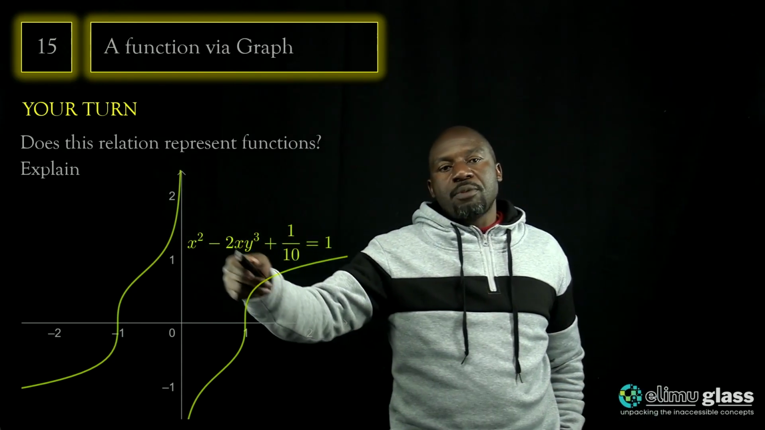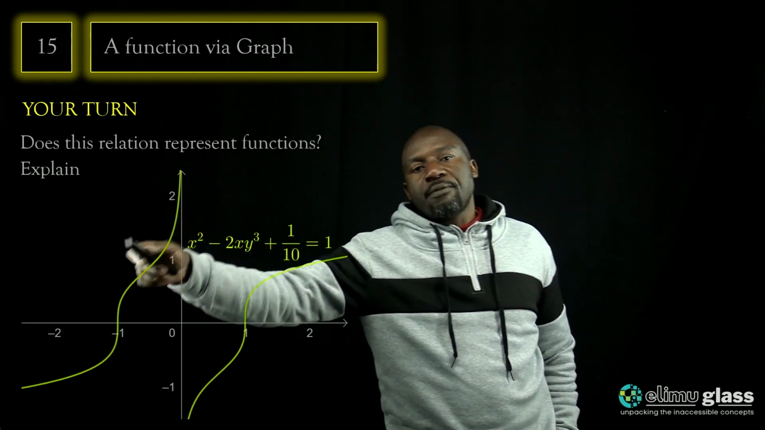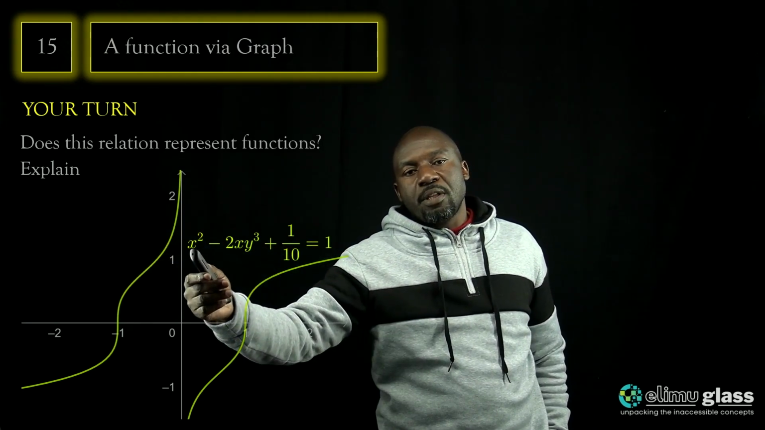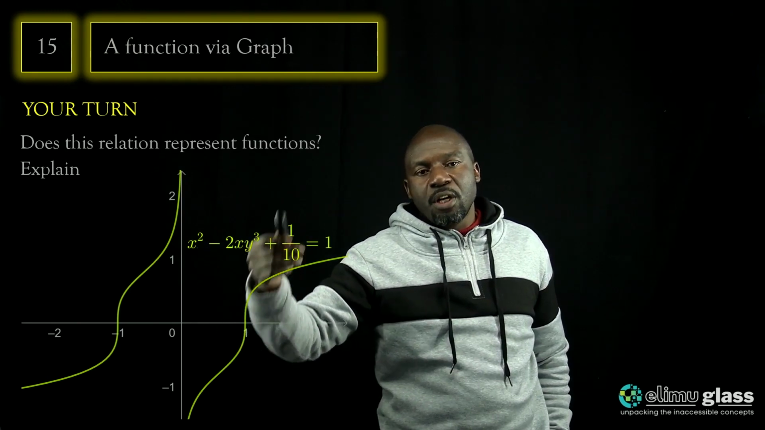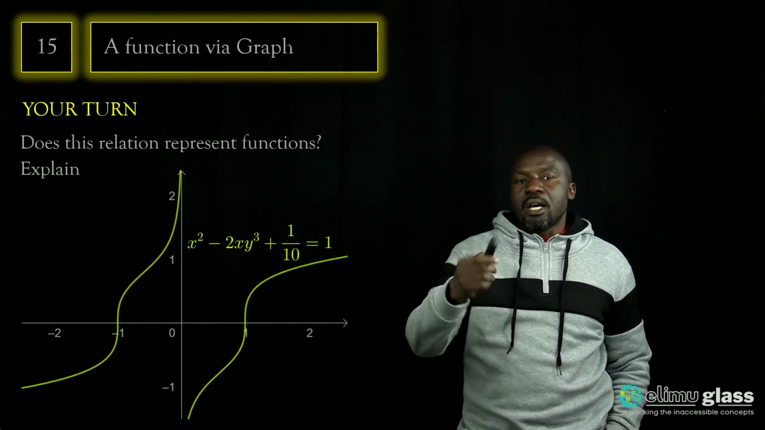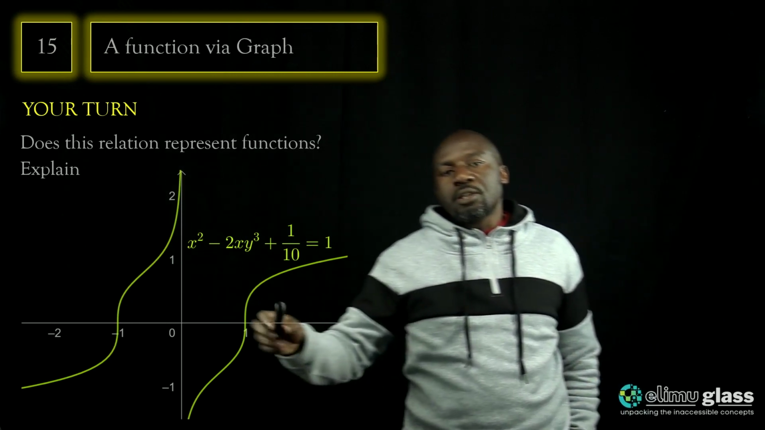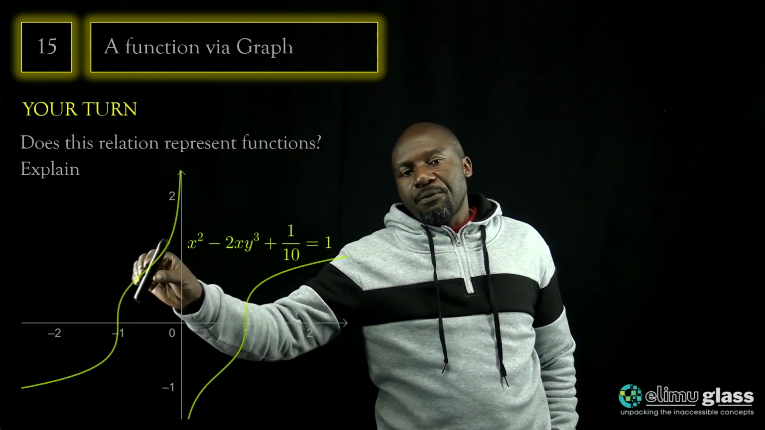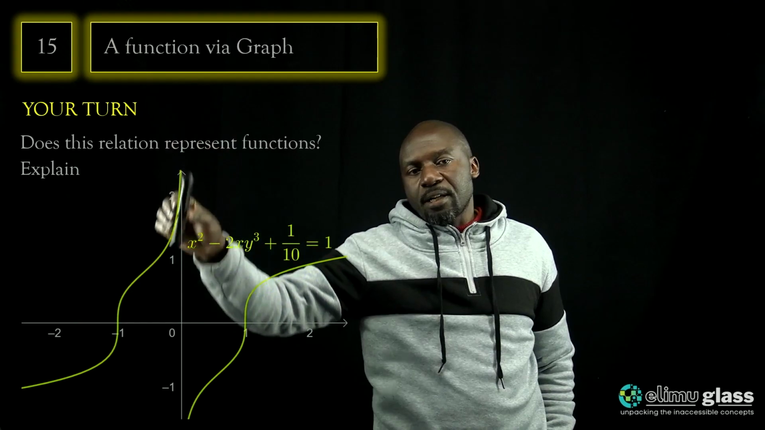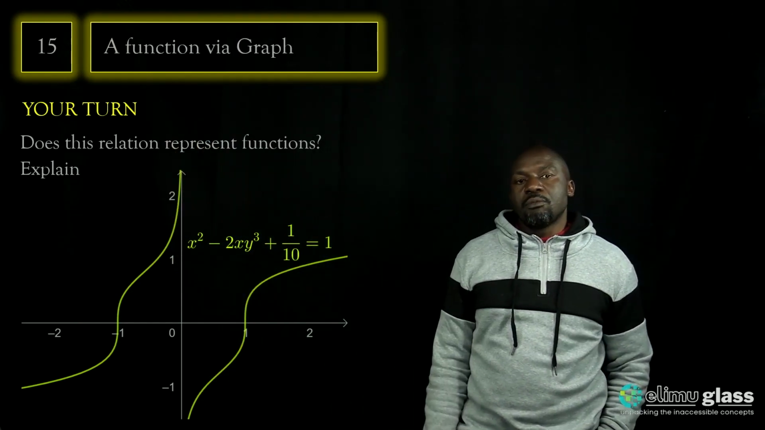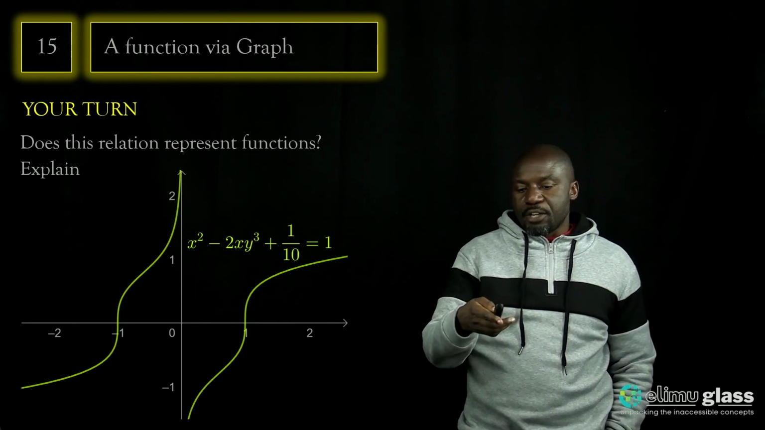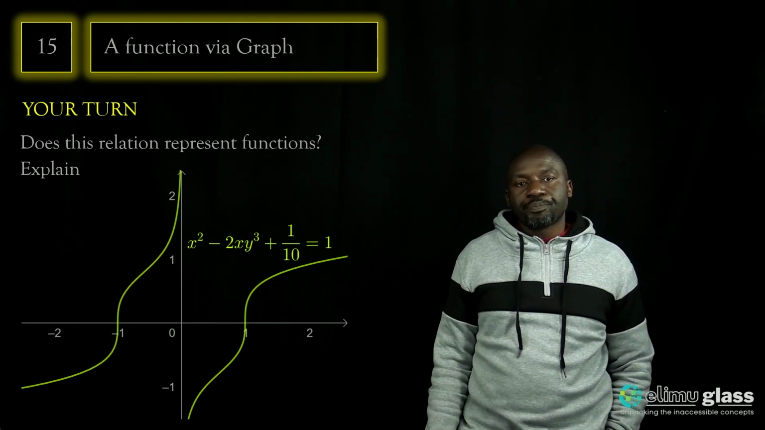If you want to type this into GeoGebra, don't put f of x. You just start by typing this immediately. So just type x squared minus 2xy cubed plus 1 over 10 is 1, and you will be able to see this. You will notice the graph is asymptotic about the y-axis on this side, same as on that side. But the question is, is it a function or is it not?